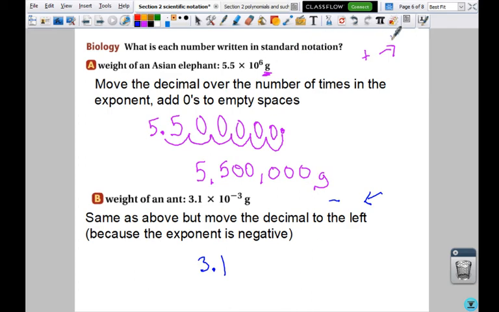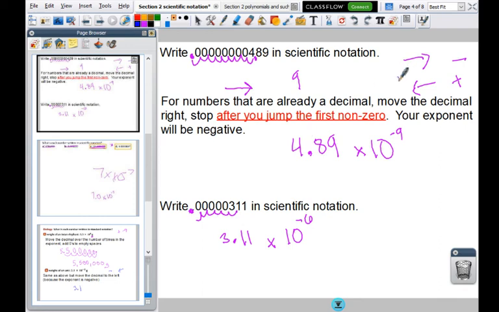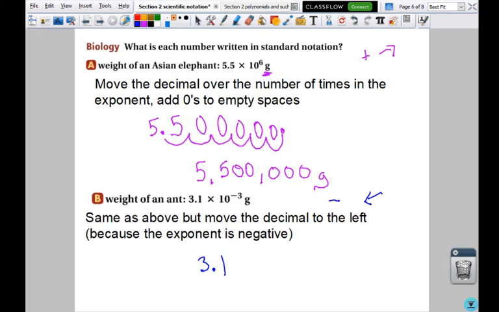Alright, that brings up a good point. Last time, when I wrote scientific notation, it's backwards from what we're doing now. Last time, when I went to the right, it was negative. When I went left, it's positive. It is flipped this time. When you write it in scientific notation, it flips.